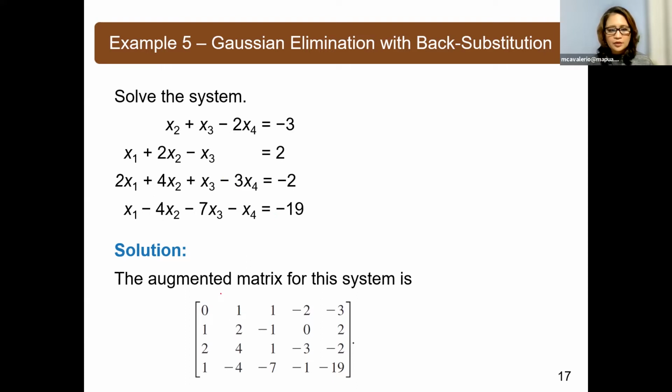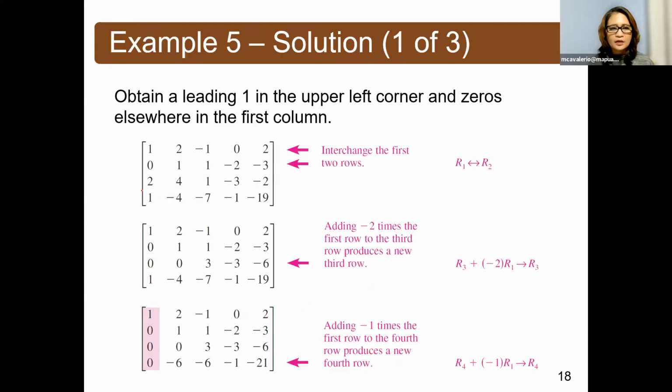So notice that in our augmented matrix, we do not have the leading one. Since the second row has 1 as the first entry, what we can do is to interchange row 1 with row 2. Now we need to convert 2 and 1 to 0. So what we can do now is to multiply row 1 by negative 2 and add it to all the entries in row 3 to form the new third row.